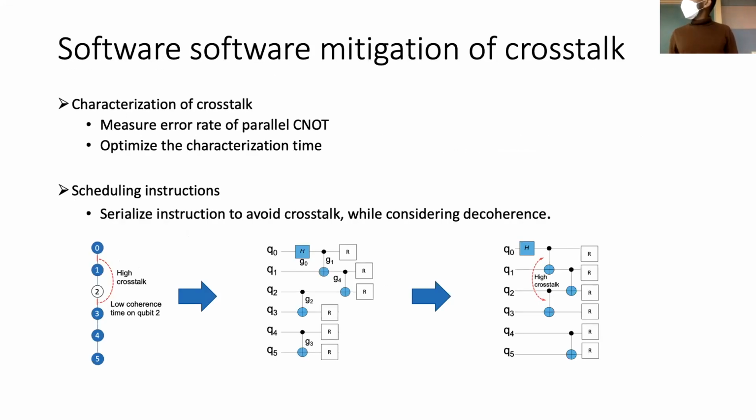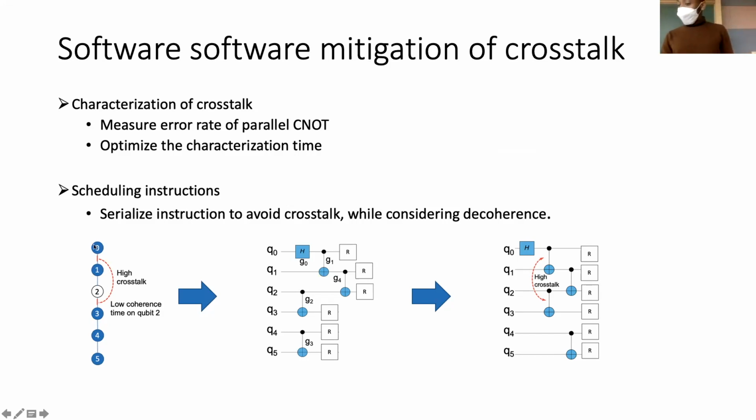First, what they did in this paper is characterization of crosstalks. In order to characterize this crosstalk, they applied two-qubit gates in parallel at the same time and measured the conditional error rates. They also applied a single qubit alone and measured the error rate of only single-qubit operations. And the solution they proposed was this.